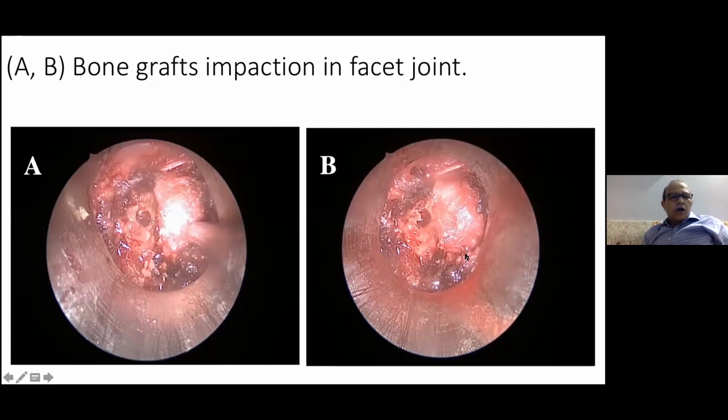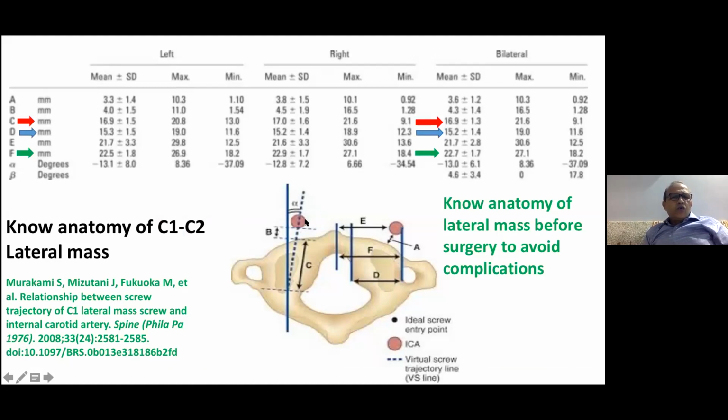After that you impact the graft in the facet joint. So this is the graft. This is the drill hole which has been made in C1 and C2. So the graft has been inserted inside the facet joint. You should know the anatomy and the direction, which I have already discussed.